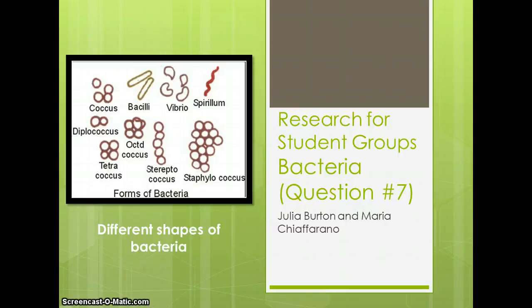Research for student groups, bacteria, question number 7. What is Bacillus thuringiensis? How is it related to other species of bacteria? Talk about the microbiology of this bacterium. Do the same for Streptomyces hygrophobicus.